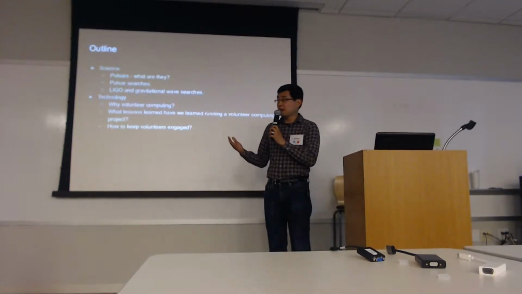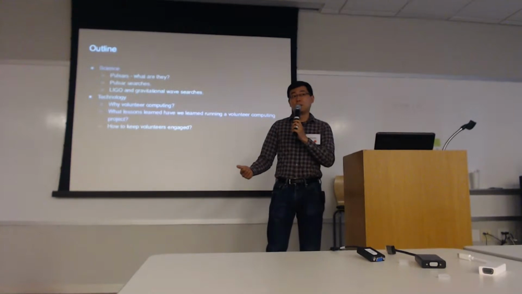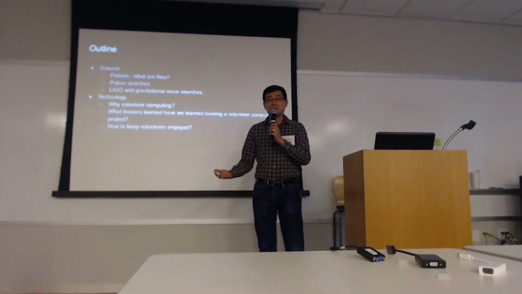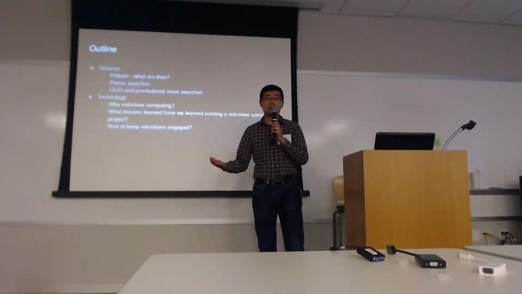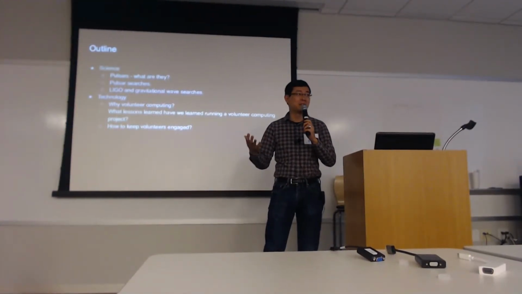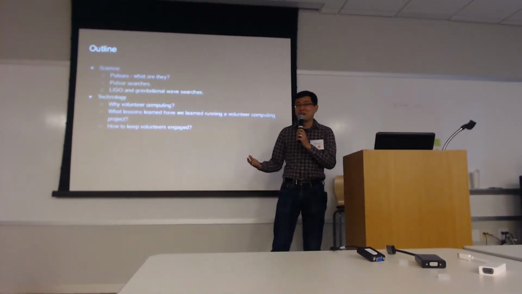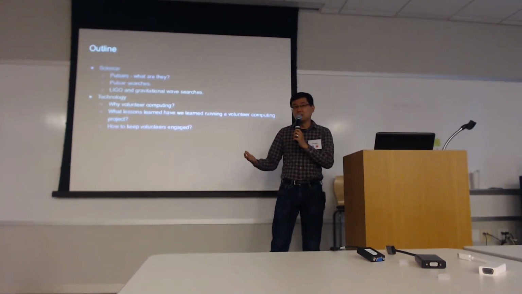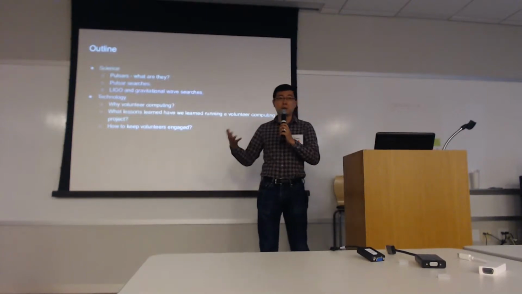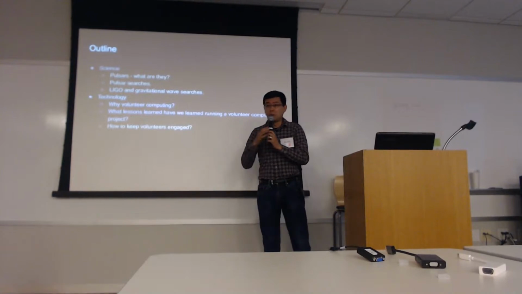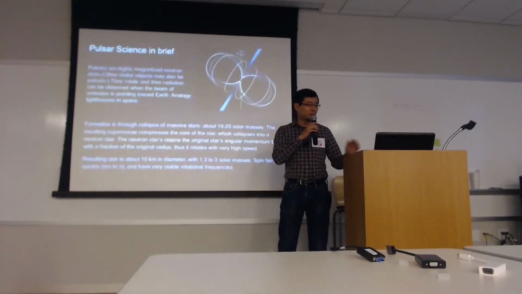This talk is basically going to cover the science briefly, and we're going to talk about pulsars and what they are, because I'm going to assume that none of you have degrees in astronomy. Good assumption? Okay, good. Then we'll also briefly talk about LIGO and the gravitational wave searches. Then onto the technology, which is the BOINC side of things. Why volunteer computing? What lessons have we learned? And what do we do to keep our volunteers engaged?